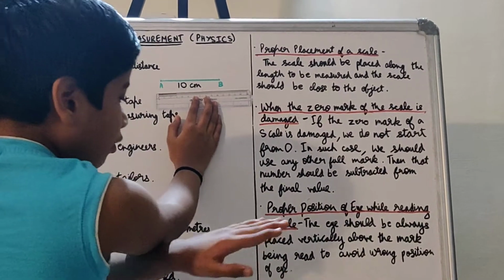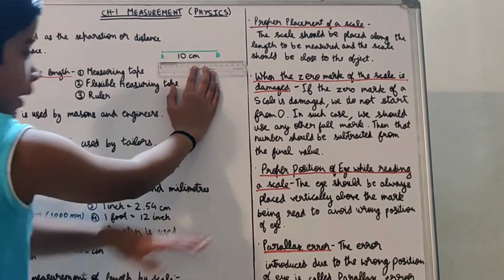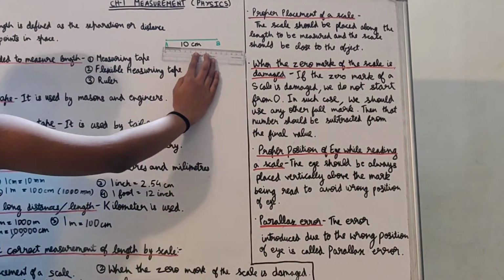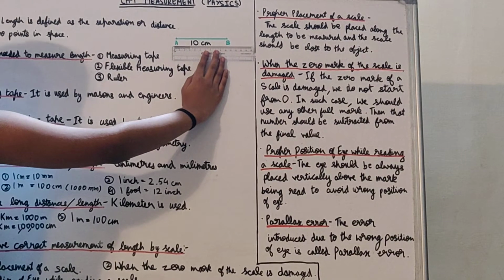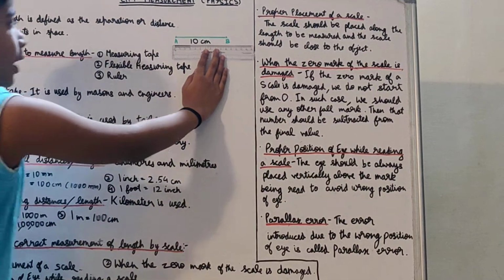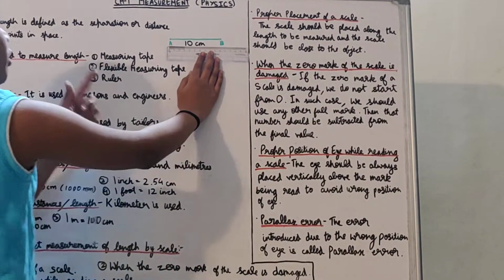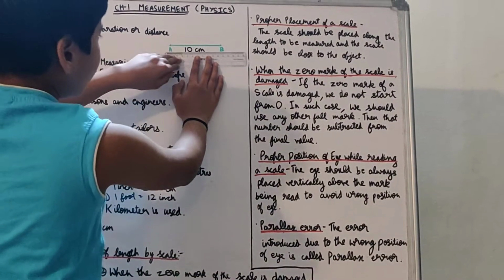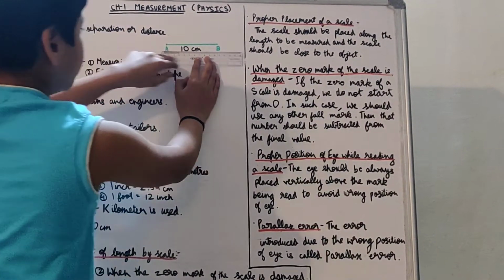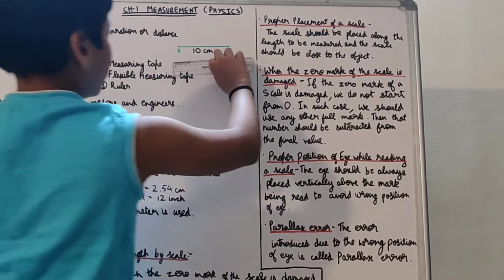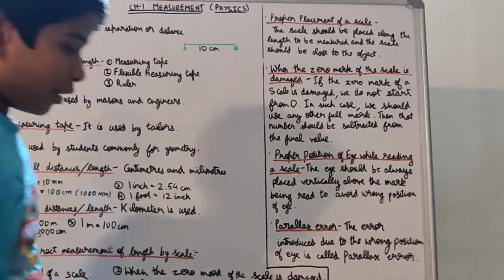The error introduced due to the wrong position. Error means mistake. If we see diagonally, then we will get a wrong reading. This is a wrong positioning of the eye. But if we see it vertically, it is the correct position. So, this is known as parallax error.